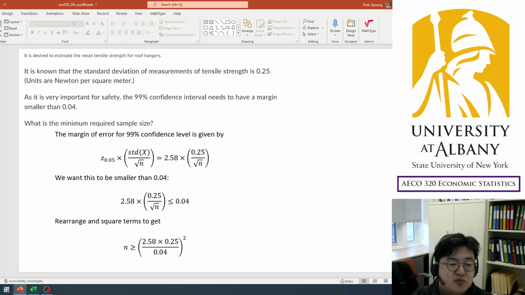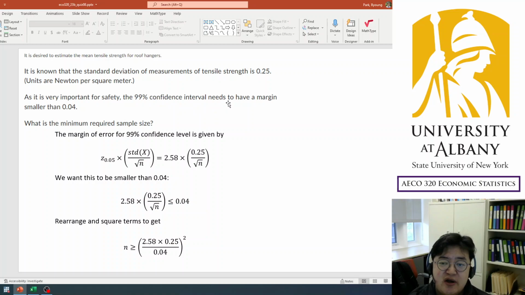Another question, but it is a little more complicated. So it is desired to estimate the mean tensile strength for roof hangers. It is known that the standard deviation of measurements of tensile strength is 0.25, and units are Newton per square meter. I don't know. Anyhow, the point is the standard deviation is 0.25. As it is very important for safety, something should be hung to the roof. So we need a 99% confidence interval.